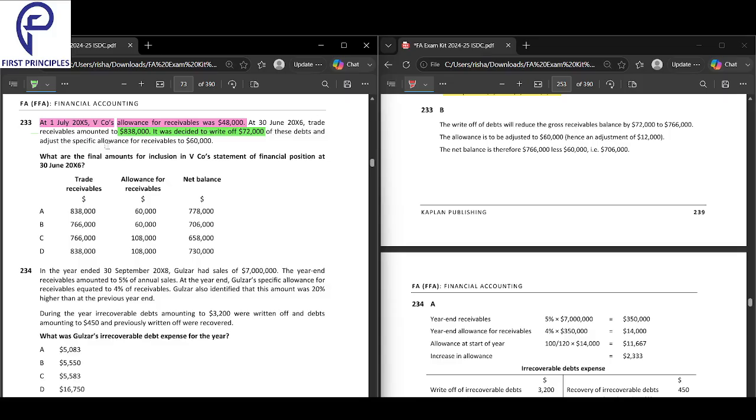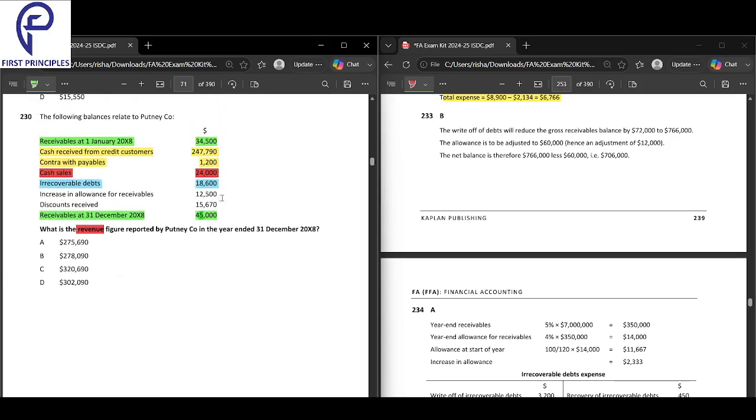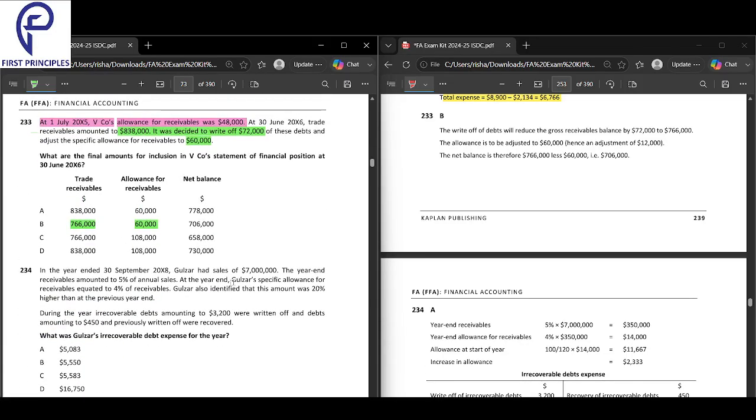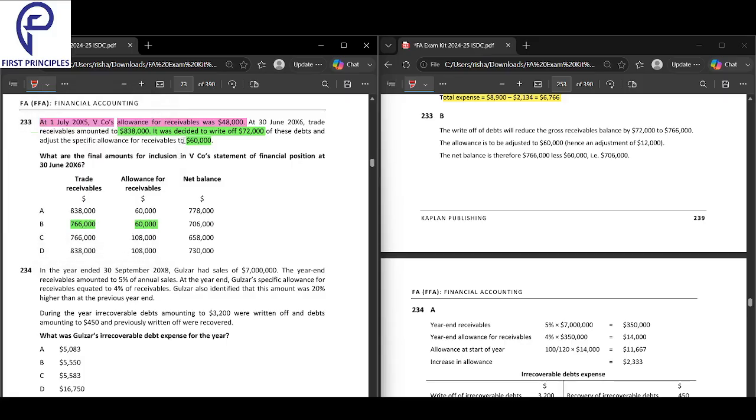And adjust the specific allowance for receivables to 60,000. So now your allowance will be 60,000. In the previous sum, when they told us to increase something by an amount, that was the value of the increase. In the first sum we increased by 950. But here they're telling us to increase it to 60,000, so now the allowance will be 60,000. You have to be a little mindful about this by versus to. From 48, it becomes 60,000.